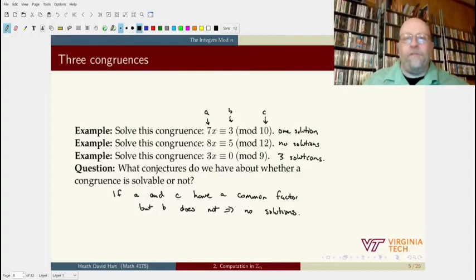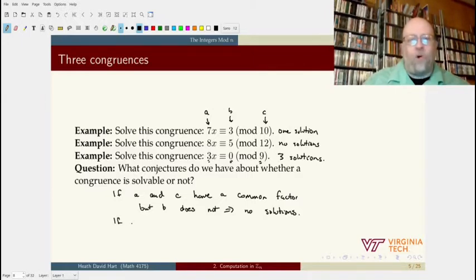What about this example here? A and C also have a factor in common. It has a factor of 3 in common. Does 3 divide evenly into 0? The answer is yes, because 0 and 9 are equivalent to each other. And so 3 times 3 is 9, which means 3 times 3 is 0. And so there is a multiple of 3 that equals 0.